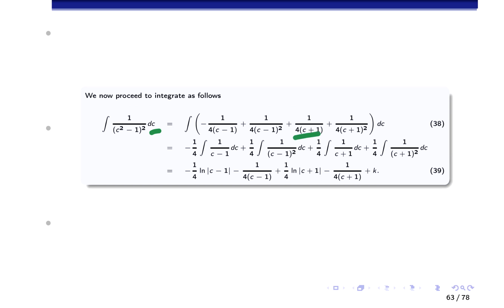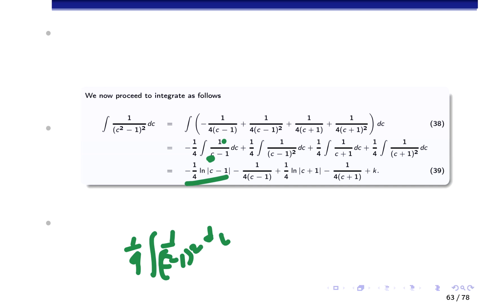So if you differentiate C, you get 1. So automatically, that's minus 1 over 4 ln of C minus 1. And for this now, you can use the substitution method. Let's see, you have 1 over 4 integral 1 over (C minus 1) squared dC. So if you say let u be equal to C minus 1, okay? So it means that du/dC is equal to 1. That simply means that du equals dC.